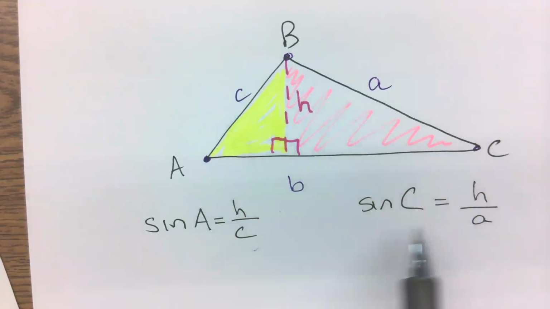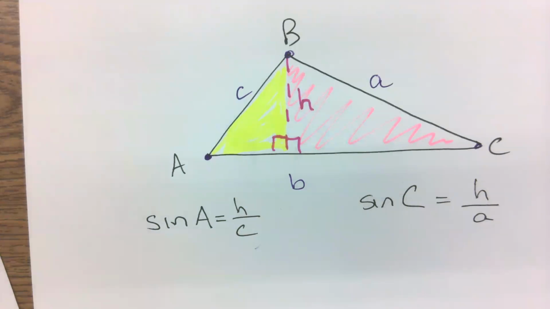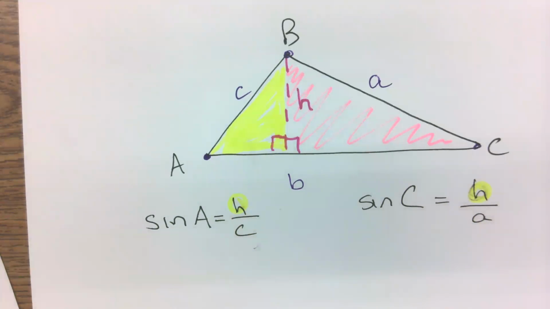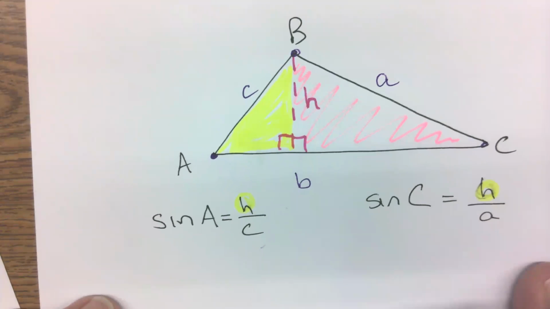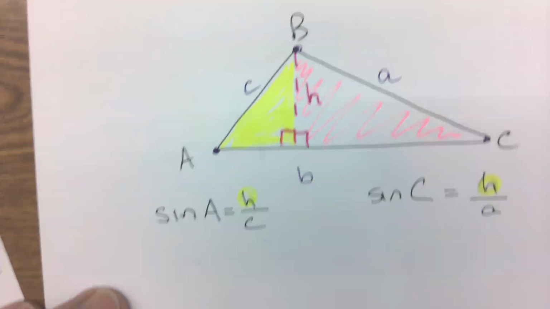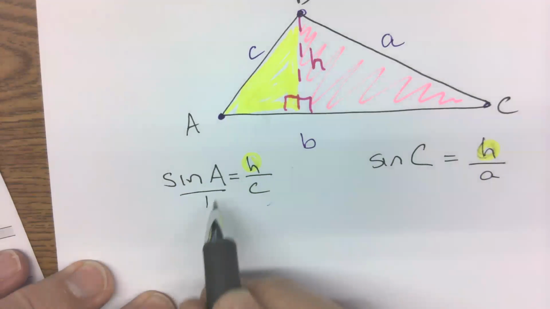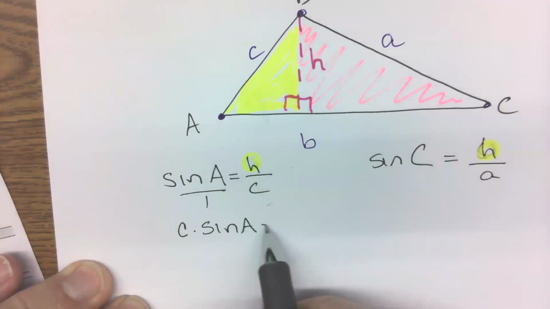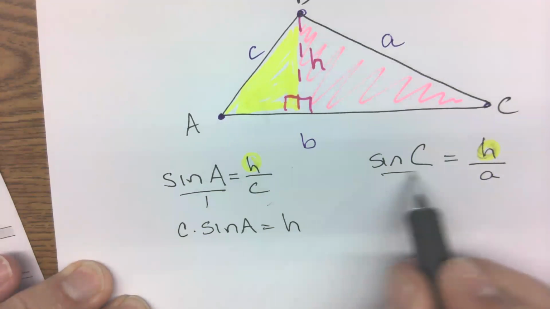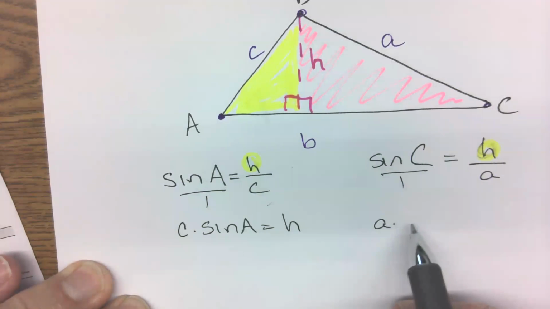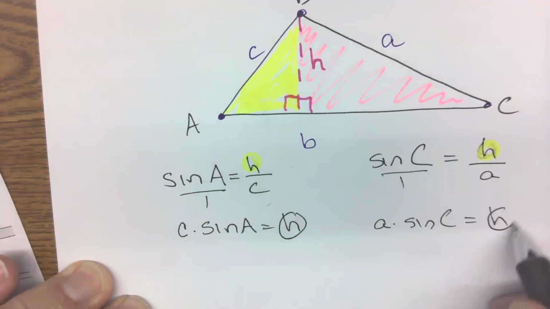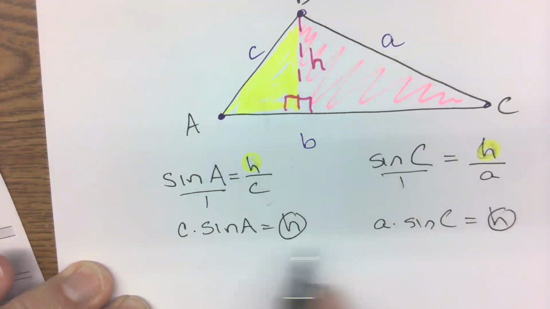Okay, now I've got these two equations, and what I notice is that they both have an h in them. And what I want to do is push them together so that those h's disappear. The way I'm going to do that is cross multiply. c times the sine of A is equal to h. And over here, I get a times the sine of C is equal to h. Since both of these expressions are equal to the same h, I can set these two things equal.